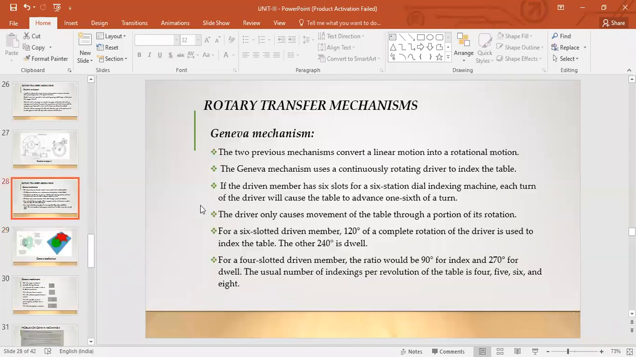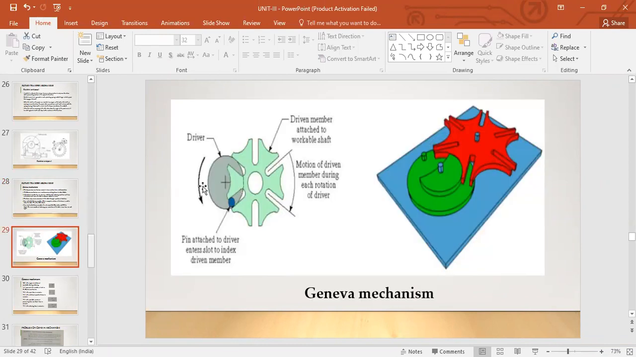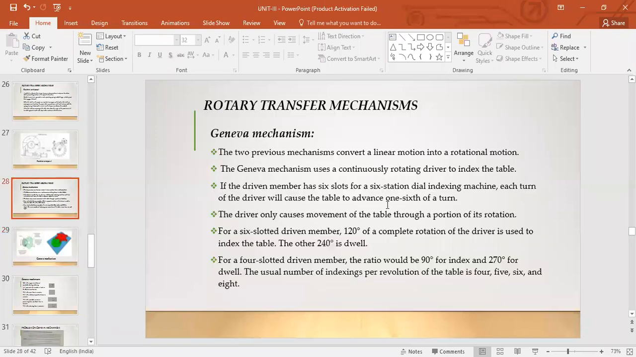The driver is continuously rotating, and as this driver comes into contact with the slot in the driven member, the driven member also moves. So the driver is continuously rotating, but the driven member only rotates when the pin on the driver engages with this slot on the driven member, right? I'll show you in the video. That will be very clear.